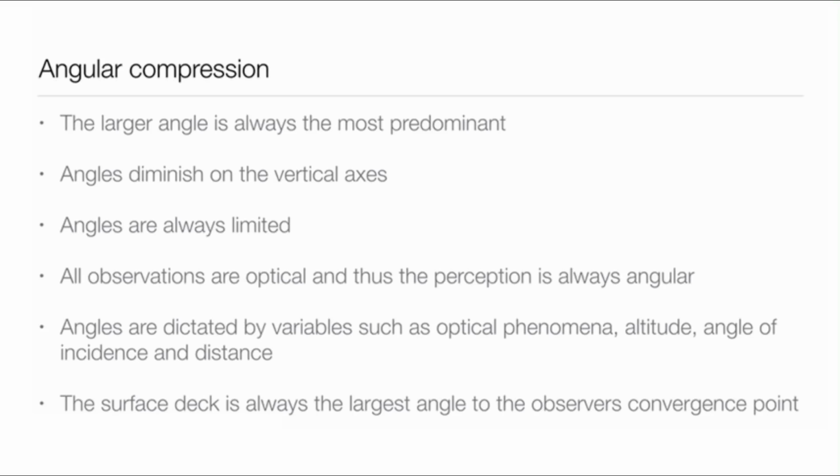All observations are optical, and thus the perception is always angular. Yes, it's also quite self-explanatory. You're looking optically, so you always have to take into consideration that the things you perceive are optical and not really physical. Yes, there are physical attributes to them, otherwise you wouldn't have optical illusions, but the angular relationships are always optical.